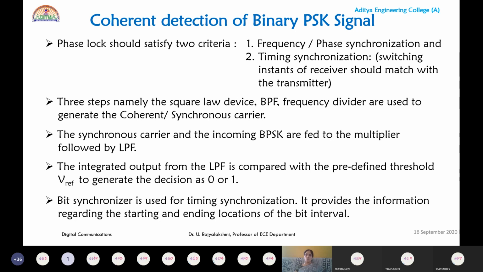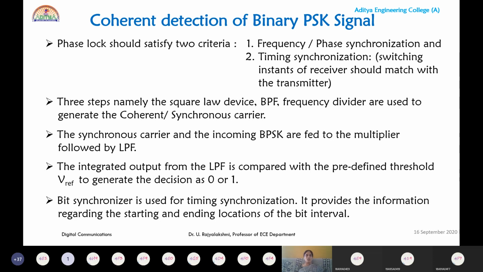That is, it should possess both the frequency and phase synchronization as well as the timing synchronization. Here timing synchronization is provided by the bit synchronizer, and frequency or phase synchronization is provided by the coherent carrier.